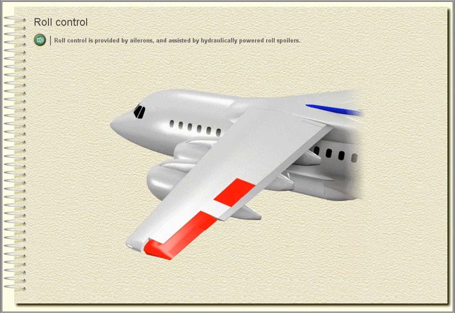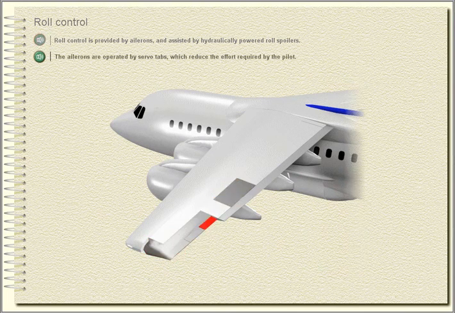Roll control. Roll control is provided by ailerons and assisted by hydraulically powered roll spoilers. The ailerons are operated by servo tabs, which reduce the effort required by the pilot.